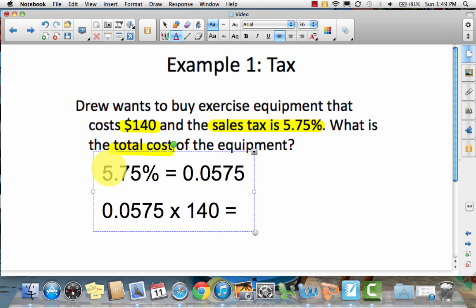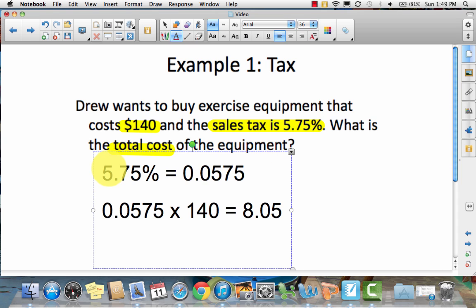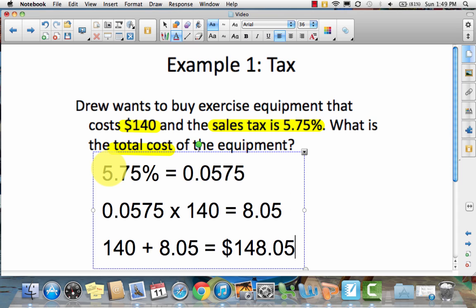And that's going to give me $8.05 in taxes. Since it's a tax, I know that I add, so I'm going to go back to the original price and add the tax on. So Drew would have to pay $148.05 for the exercise equipment.